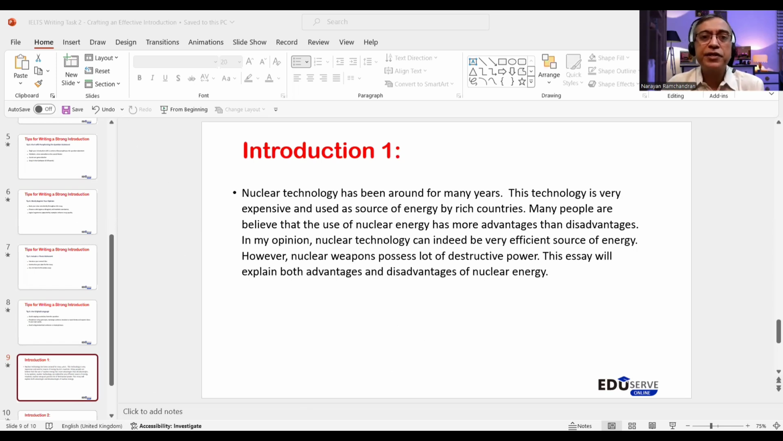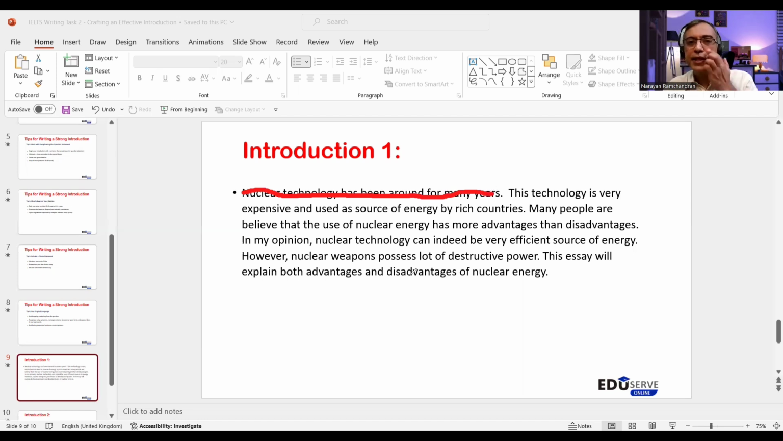The first line says, nuclear technology has been around for many years. This is a general statement that is not really adding anything to the essay that he's going to write. So it is quite irrelevant. So I would not have a line like this at all.